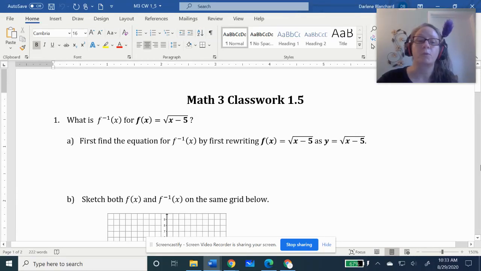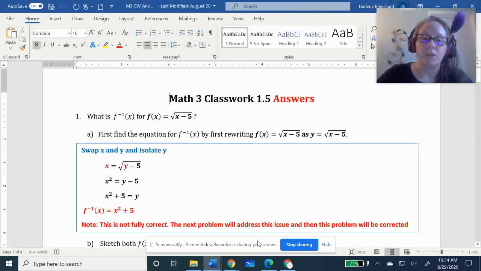Math 3, classwork 1.5. We are looking at finding the inverse of a function. This isn't any different than what we did before, just now we're using the function notation. You are given an f of x. F of x is the same thing as y. You are first going to take this equation, substitute the y with an x, substitute the x with a y, just flip them like how inverses go.